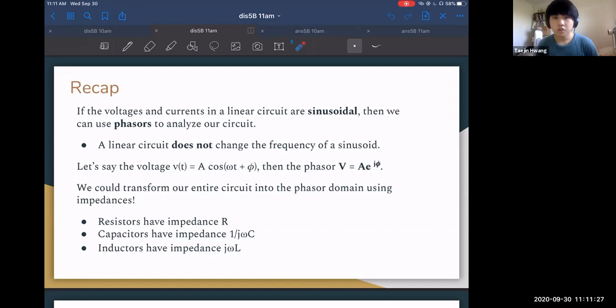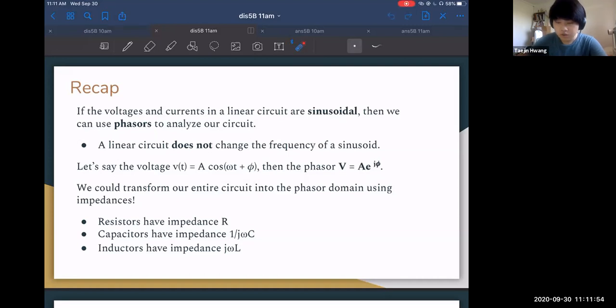So if you have a sinusoidal voltage of frequency omega, this means that every voltage and current in that circuit is going to have that frequency of omega because it's linear. So this is really what lets us use phasor analysis. And when using phasors, we're essentially just ignoring all notion of time. We're only going to look at frequency.